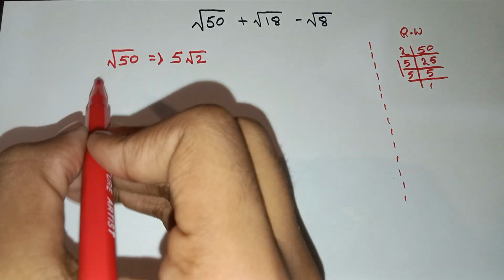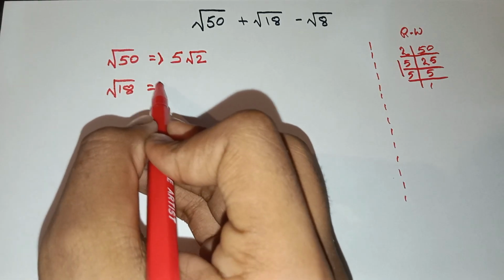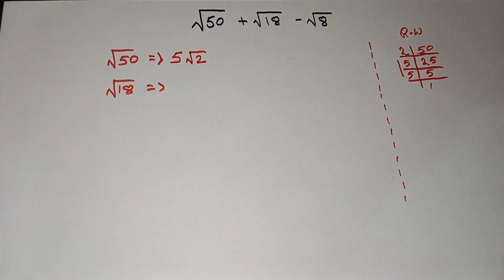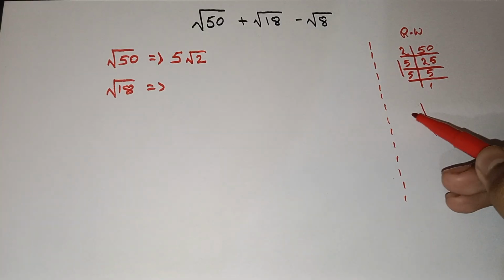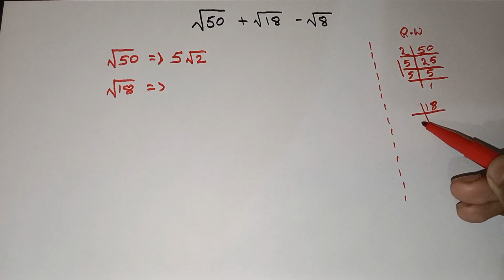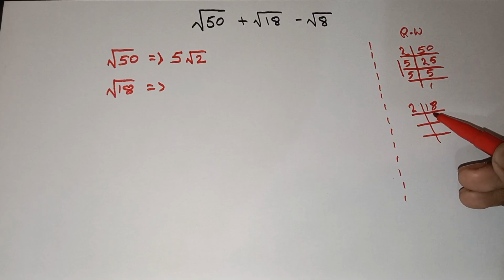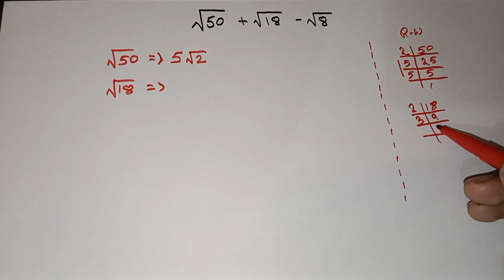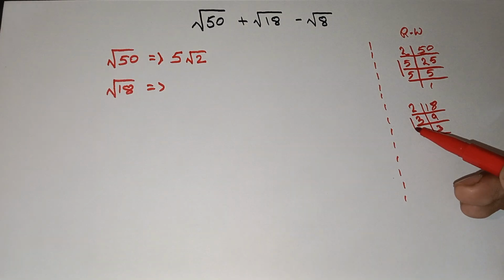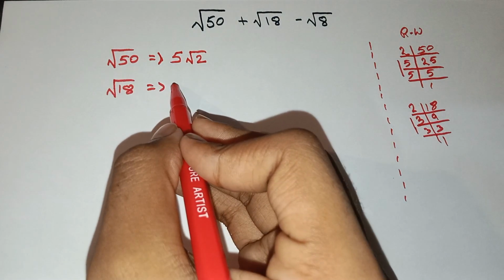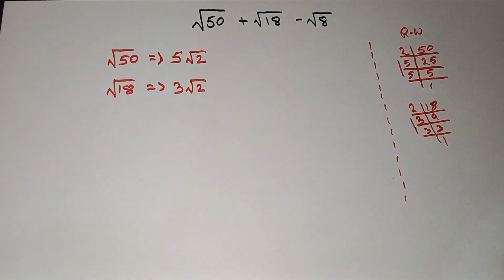Now, the same goes for square root of 18. Now I will do it quickly. Square root of 18 means the LCM of 18. 2 9s are 18, 3 3s are 9, and 3 1s are 3. So the common in them is 3 because it is being repeated twice. So 3 square root of 2. This is also in individual form.